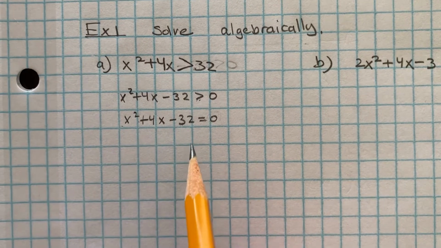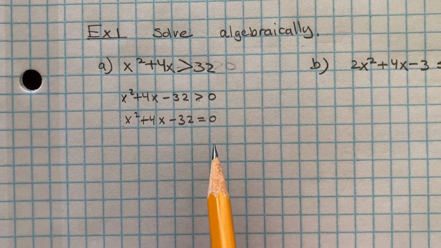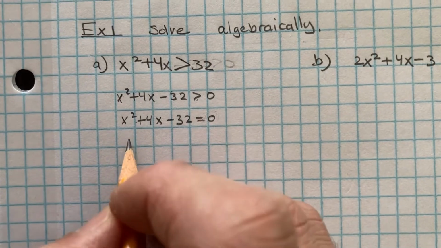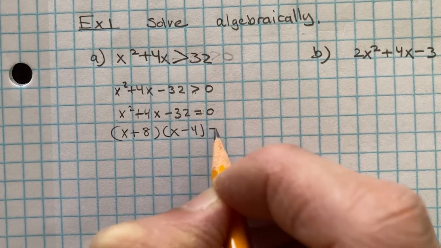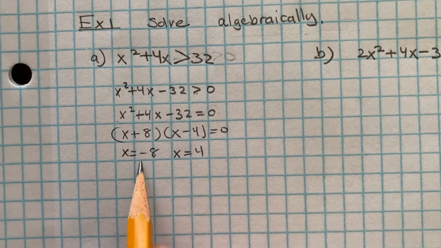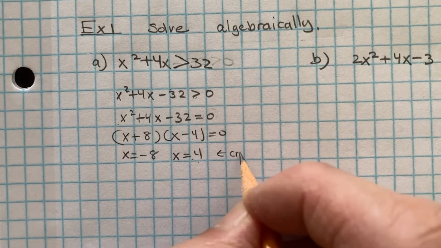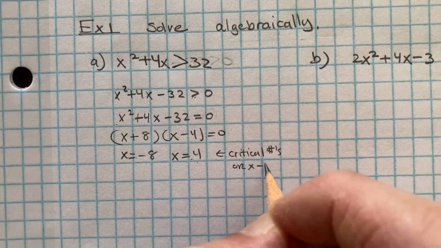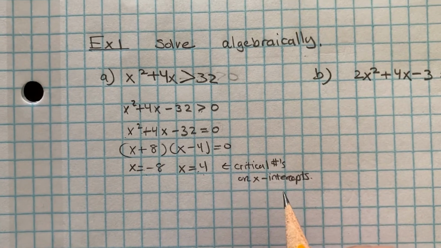And you can use all the techniques you've learned, right, solving by factoring, quadratic formula, completing the square. Obviously, if you look at this, factoring would probably be the easiest method, right? So let's solve by factoring. This would be x plus 8 times x minus 4. Okay, so you're going to get two numbers, negative 8 and 4. Those are your critical numbers, okay? So we'll call these the critical numbers, or you can think of them as the x-intercepts, okay? So actually, call them x-intercepts because that makes more sense, something you learned before.